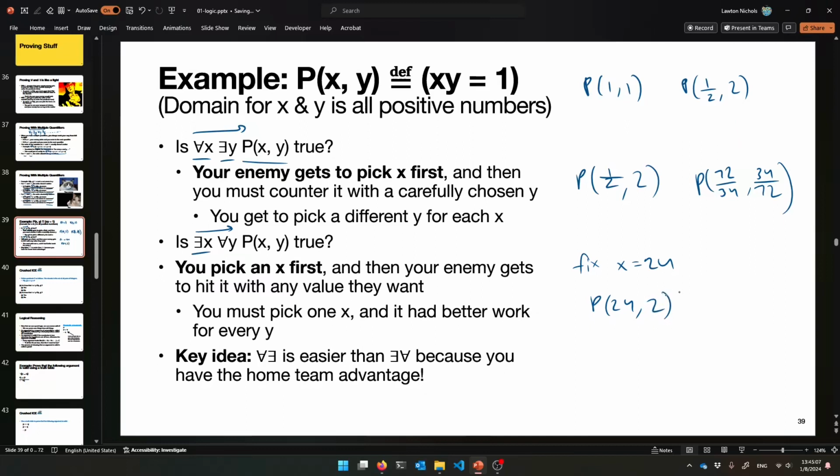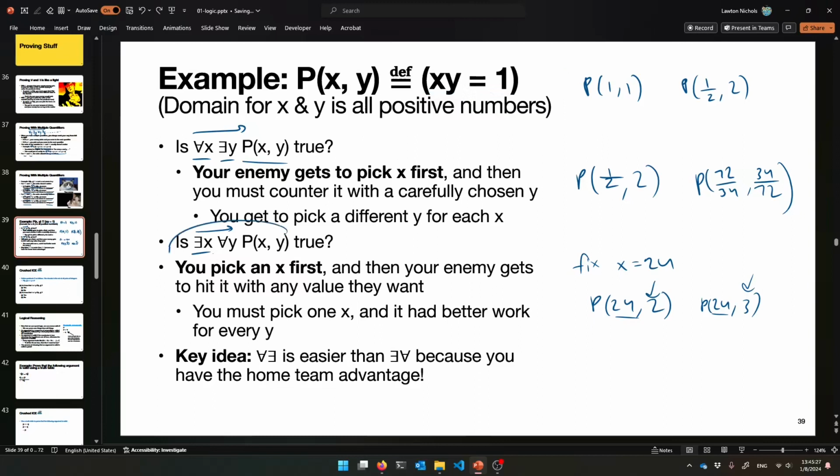And now it's false. Now it doesn't work. Your enemy's going to try every value at the end of the day, 24 and 3. There is no value that we could pick first that can be fighting every other one and end up getting 1 when we multiply, right? Because your enemy's not going to pick the inverse. It has to work for every value, okay?